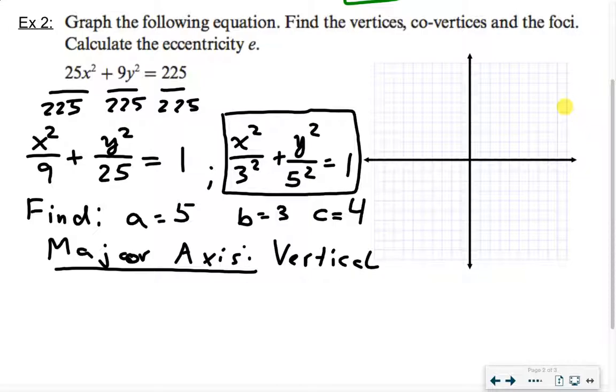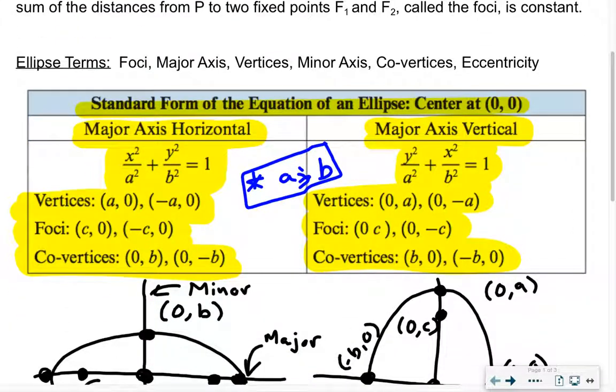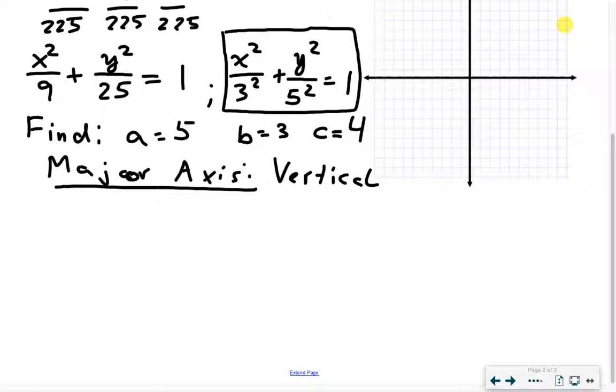So when we go back to our chart or our template, this is the side that we need to use. Make sense? We can disregard this side because it's not horizontal. So, because it's vertical, our vertices are going to be (0, a), (0, negative a). Co-vertices are going to be (b, 0), (negative b, 0), and the foci are going to be those. So let's go ahead and generate those. Vertices.